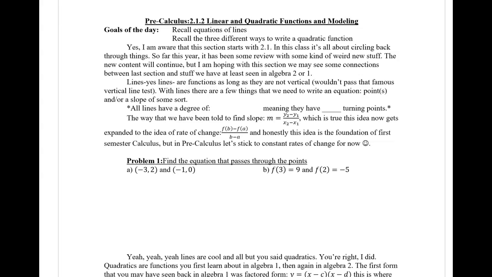So, going back to the basics, which are lines. Yes, lines are functions as long as they are not vertical. The reason why is because I wouldn't pass that vertical line test. Surprise!